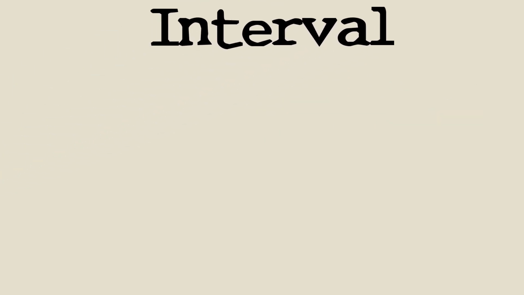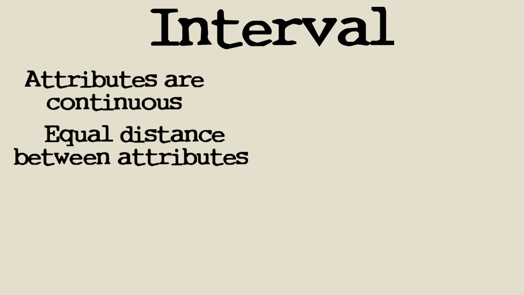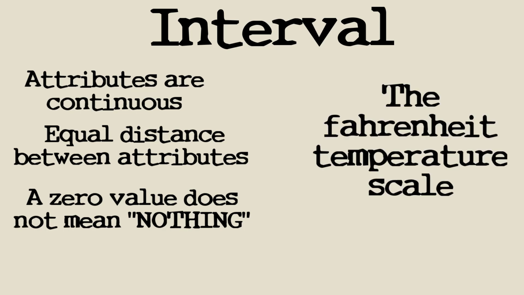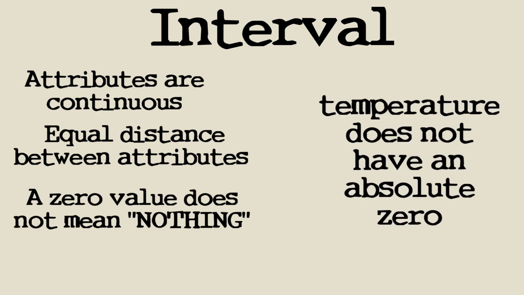Interval measured variables have continuously measured attributes with an equal distance between each attribute. But the zero value for an interval variable does not serve as a starting point. For example, temperature. The distance between 60 degrees and 61 degrees is the same distance between 89 and 90 degrees, that of 1 degree. But with temperature, you do not have an absolute zero. You have temperatures that range below zero.